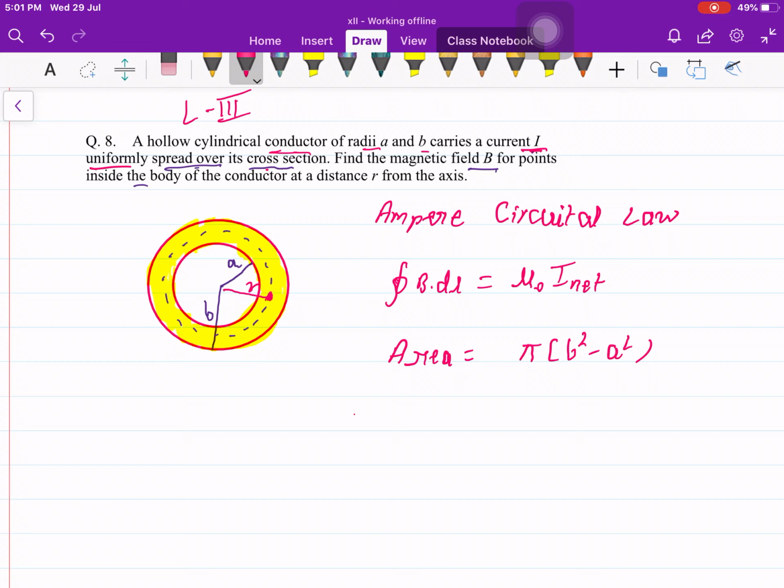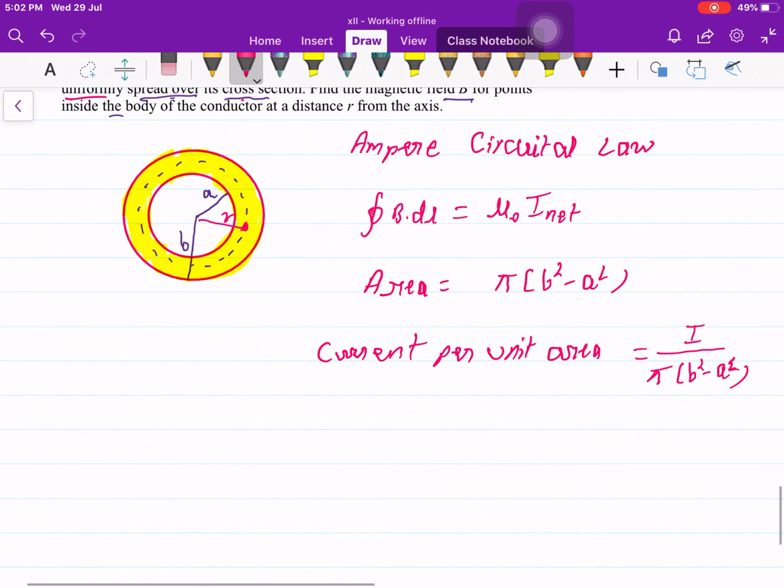So I can say current per unit area. Total current present in the shaded region is I. Per unit area, if I want to find out, then it should be I upon pi (b square minus a square). I hope this point is clear.